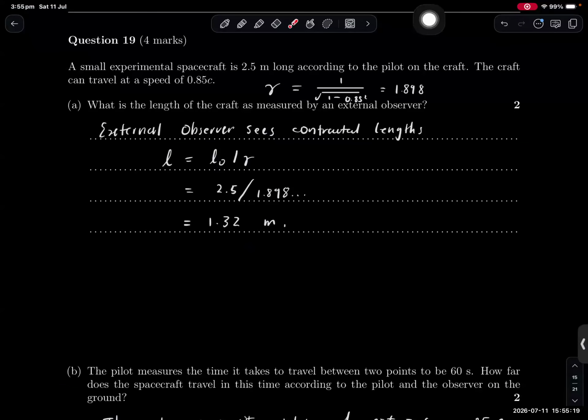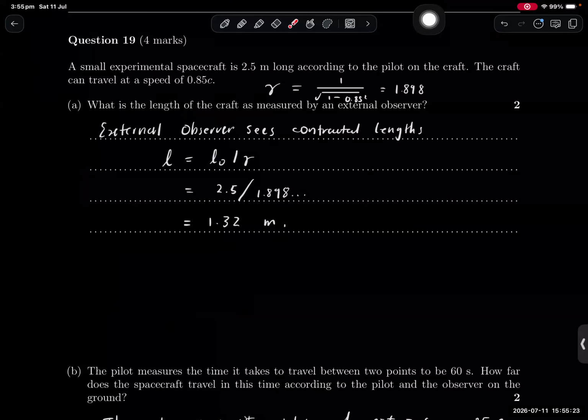Question 19. A small experimental craft is 2.5 meters long, according to a pilot on the craft. The craft can travel at speed 0.85 c. What is the length of the craft as measured by an external observer? So the external observer sees the actual contracted length, right? So you just contract the length.